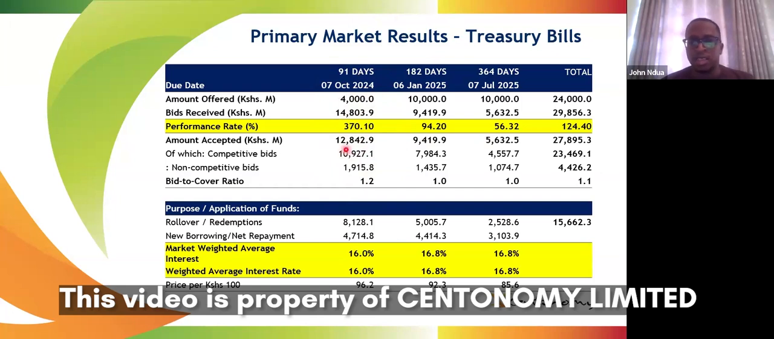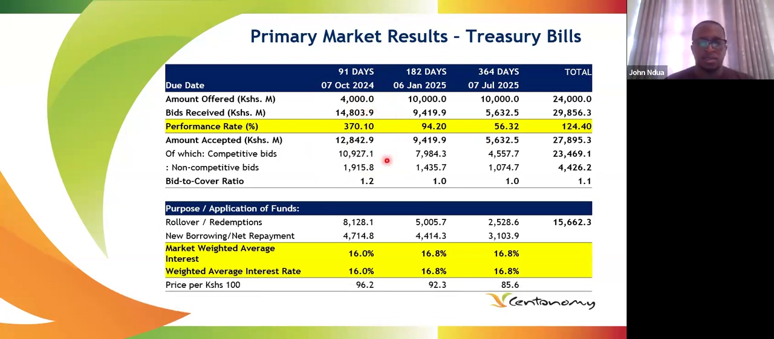However, you can see that they only accepted 12.8 billion of the 14.8. Why is that? It's because of the competitive bids, some people put in an exaggerated rate. Maybe they put in 20%, and the government said, we cannot accept that. It's too high for us, so we'll reject your bid. So this is one of the reasons why we recommend people to bid non-competitive, to avoid being rejected by the government because of outrageous bids.